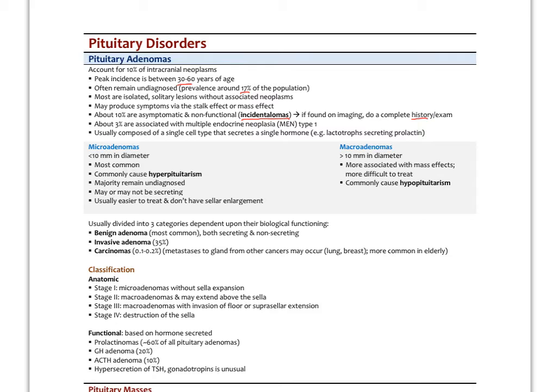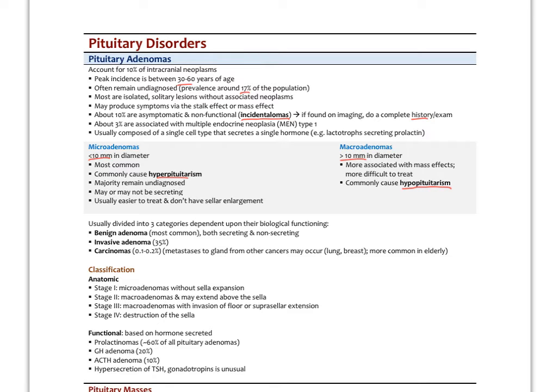Again, microadenomas are less than 1 centimeter in diameter. They are the most common, and they're going to cause hyperpituitarism generally. Most remain undiagnosed. They may or may not be secreting, and they're usually easier to treat, and they have fewer of the mass effects and the stalk effects than the macroadenomas, which are more than 1 centimeter in diameter, and they're more difficult to treat, and they often over time cause hypopituitarism.